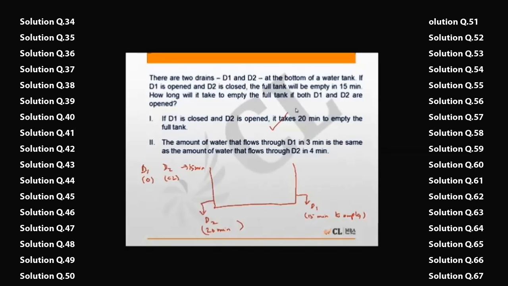The second statement is the amount of water that flows through D1 in 3 minutes is the same as the amount of water that flows through D2 in 4 minutes. So we can say that D1 is 4 by 3 times as efficient as D2. Hence, you will find that if D1 takes 15 minutes, D2 will take 20 minutes to empty the tank. So statement 2 also gives us the information that D2 takes 20 minutes to empty the tank. Hence, each one independently gives us the answer. So the correct answer is B.